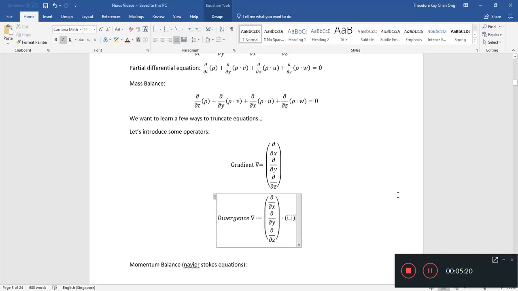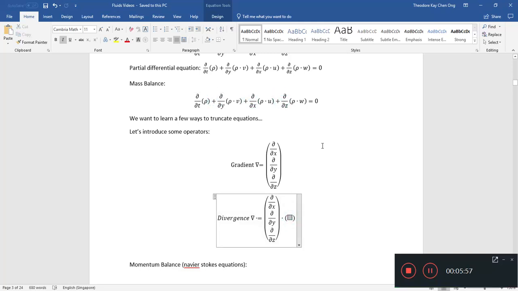So how can we use this divergence to simplify this equation? Well, you see this dot product, right? If you see a dot product, it means that it takes two vectors and makes them into a scalar. So what I'm highlighting now is a scalar, and this is a vector. This scalar can be represented as the dot product of two vectors. One is this divergence, this del x, del y, del z.